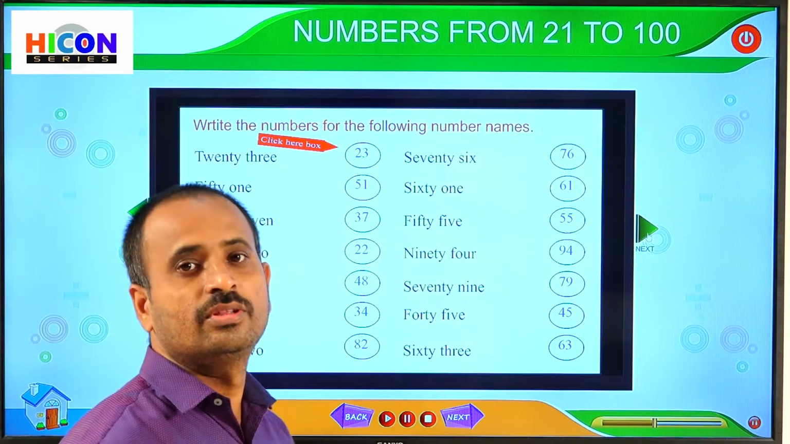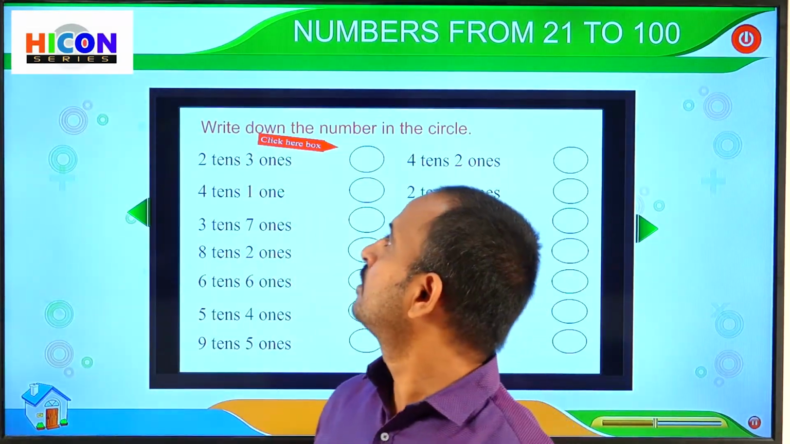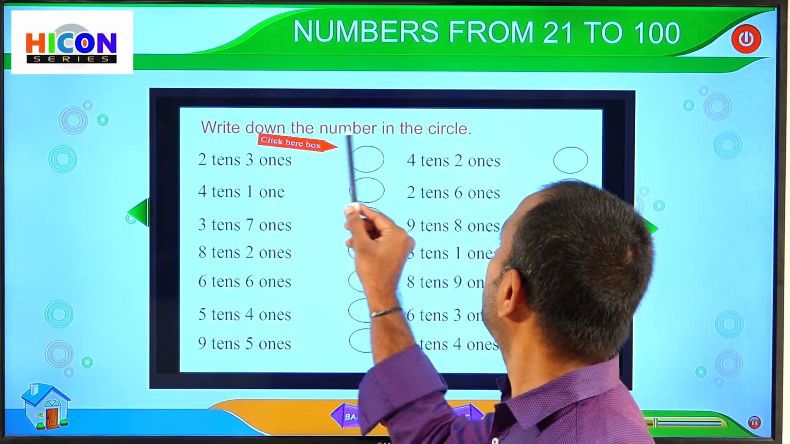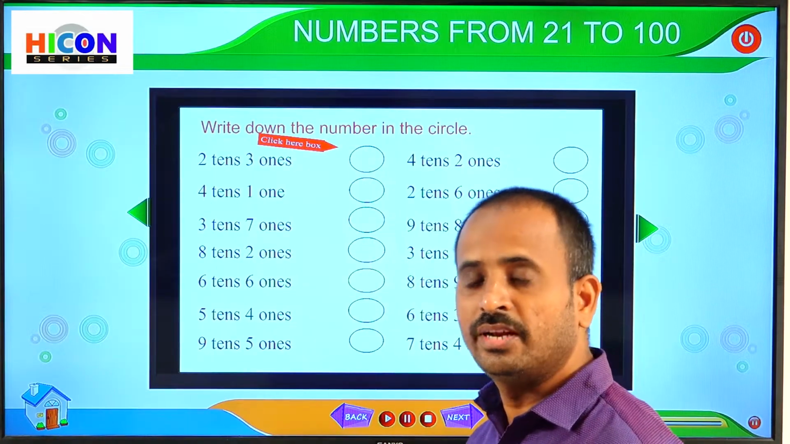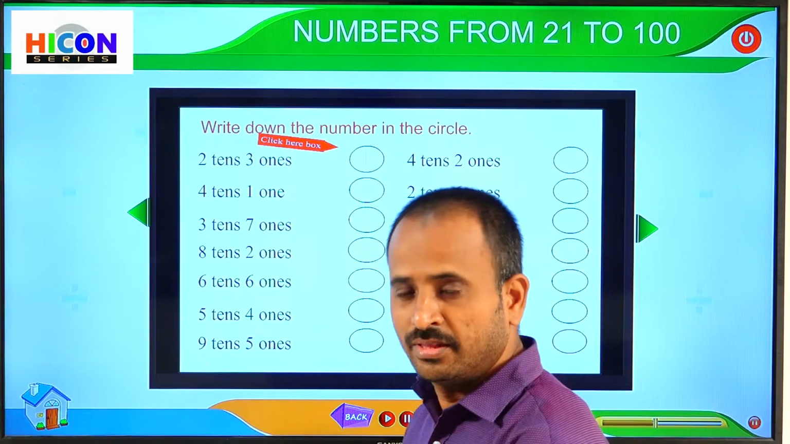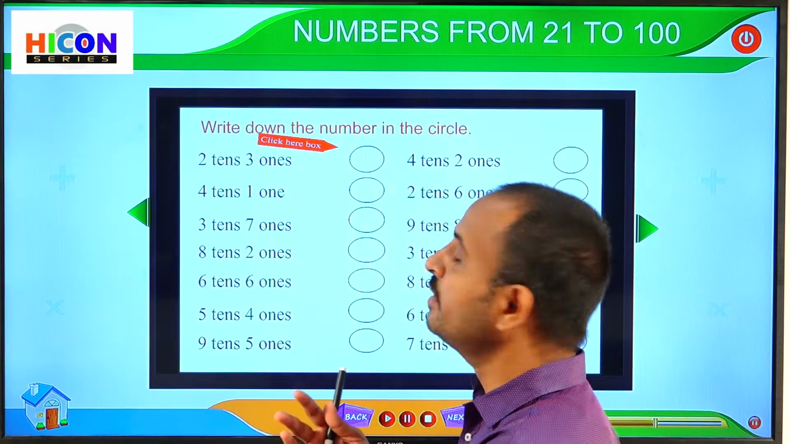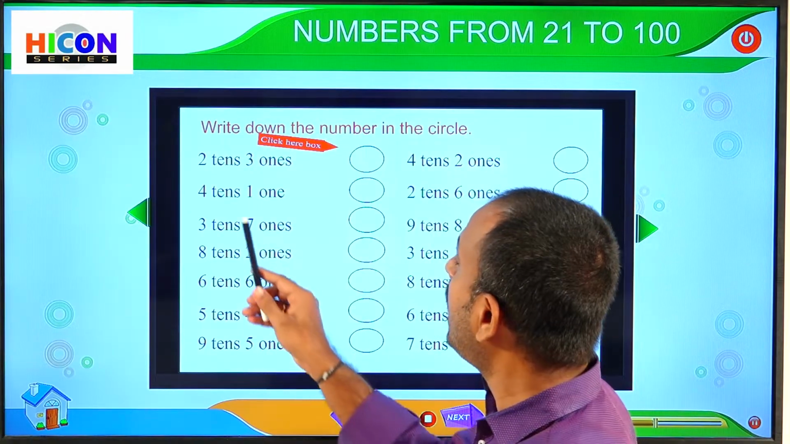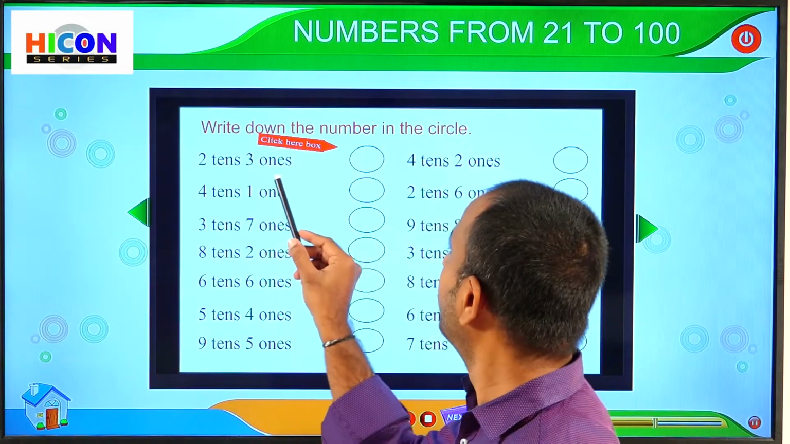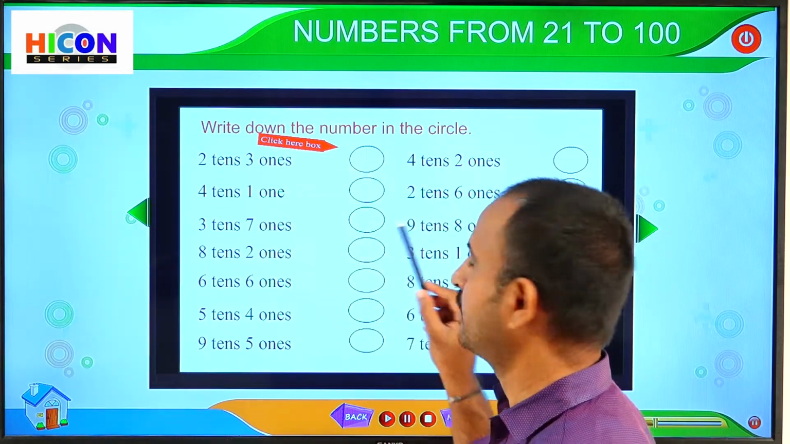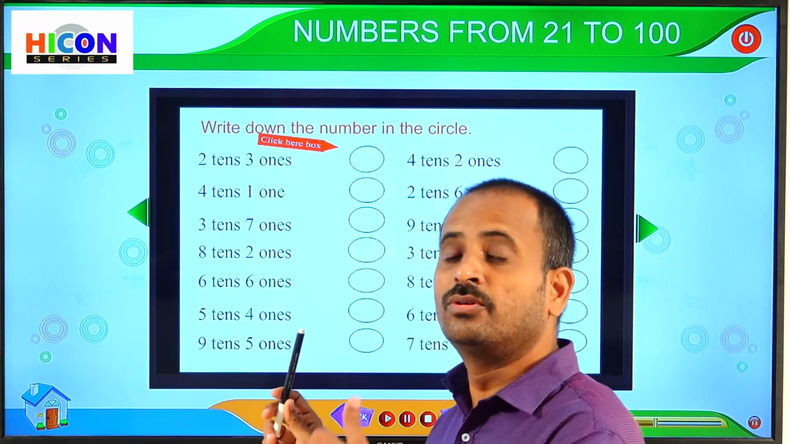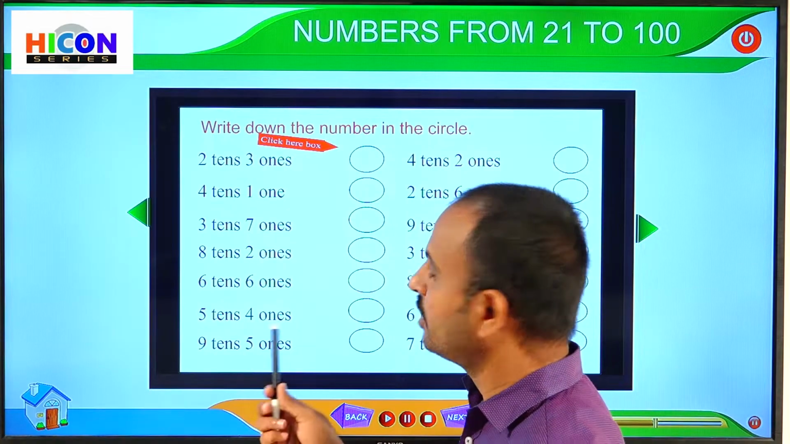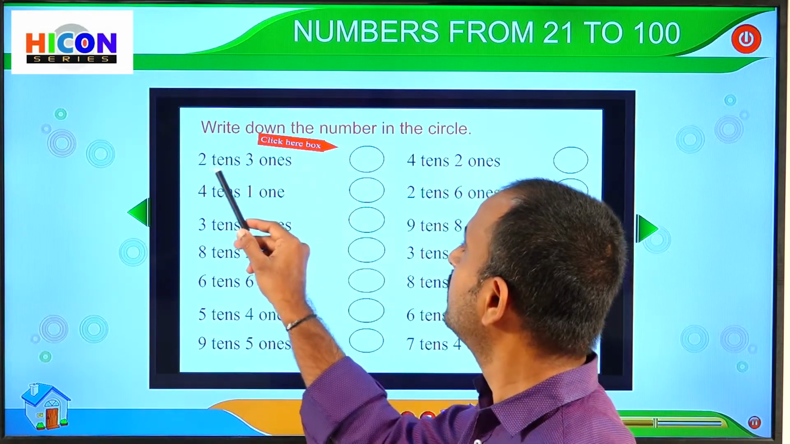So now let us go to the next part in this chapter. So children, see the screen here. Write down the numbers in the circle. In the previous one, they have given number names and we have written numbers in the circle. And in this activity, they have given places. And now we have to write the numbers in these circles. Already we have practiced how to write the numbers from 21 to 30, 31 to 40. So like this, here also we have to write the numbers by using these places.